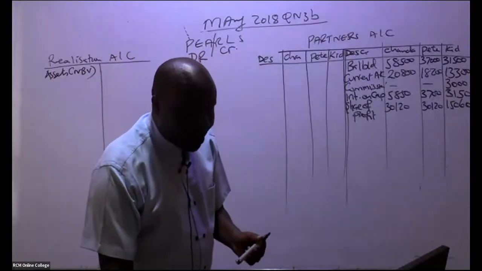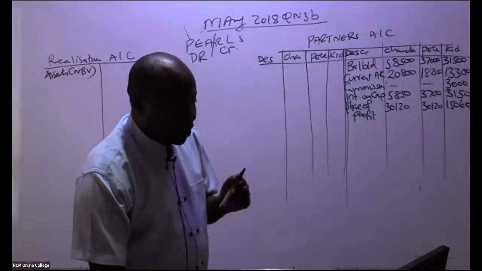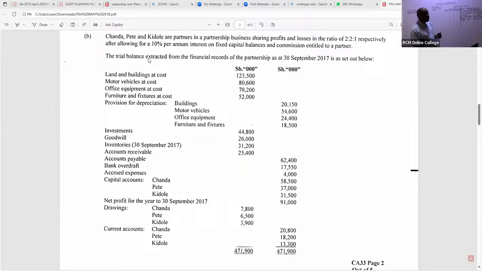So then you go straight away to the trial balance. So trial balance, what have they told us here? In the trial balance, we can see the trial balance extracted from the financial records of the partnership as at 30th September 2017 is set out below. So you can see we have land and buildings. We have motor vehicles at cost. We have office equipment at cost. We have furniture and fixtures. And then you can see we have provisions. So ask yourself, amongst these assets, which assets were taken up by the limited company?